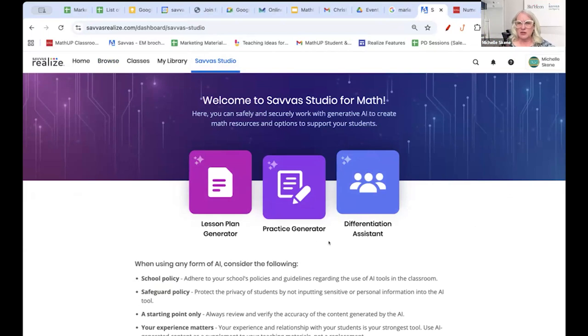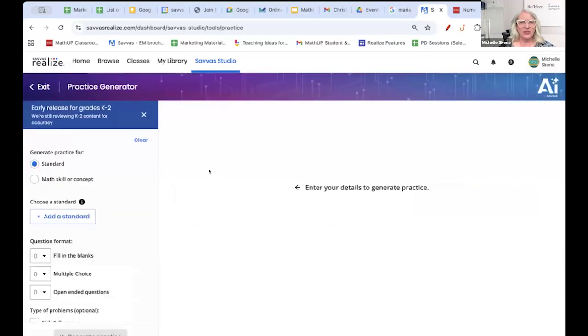But two areas that we know where educators can sometimes appreciate a little bit of extra support are extra practice and also support with differentiation. So I'll just start with the practice generator. These will be completely linked to the appropriate curriculum for your area.